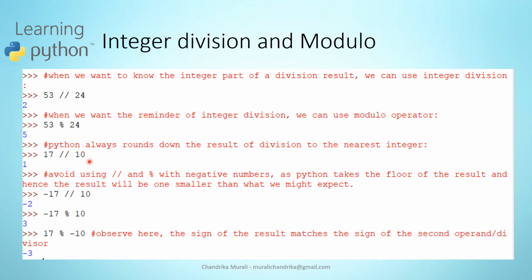17 divided by 10 for integer division is 1. When you're doing the negative operation, some problem occurs. As it rounds down to its previous number, it will become minus 2. So when you're using negative numbers with integer division, you will end up with wrong answers. So please be careful when you're using the integer division and modulus, especially with negative numbers.